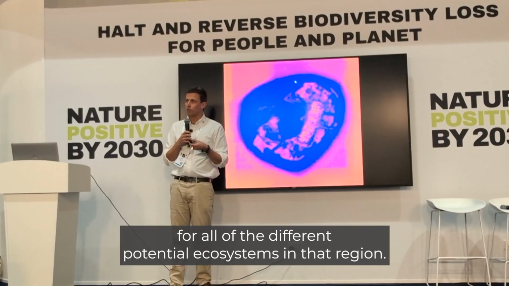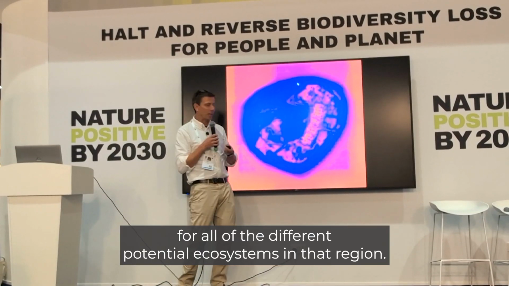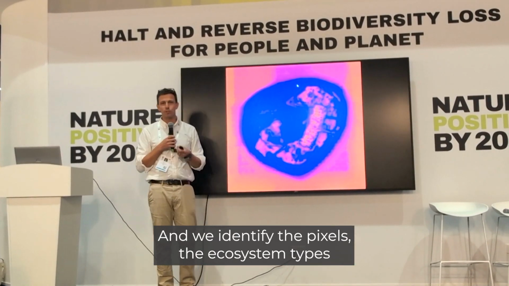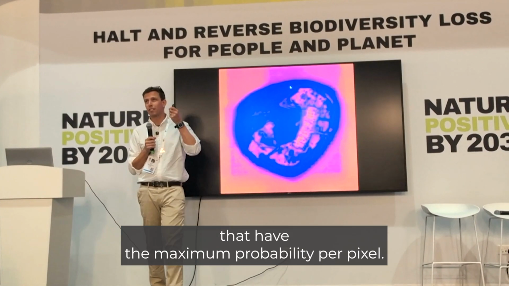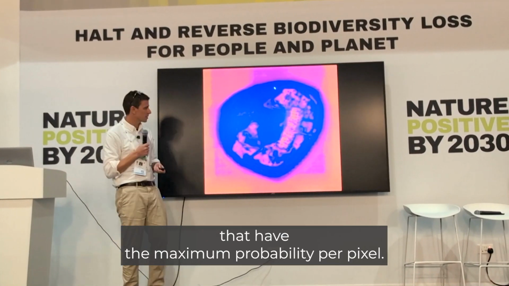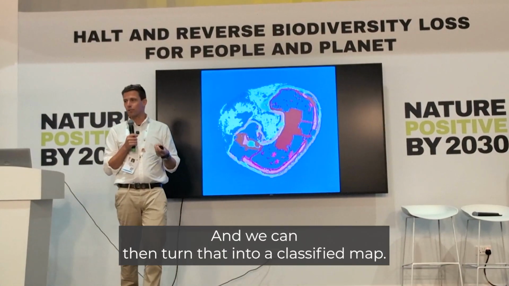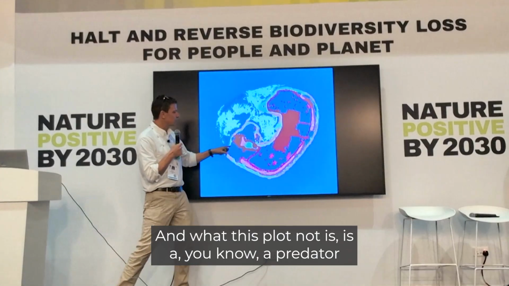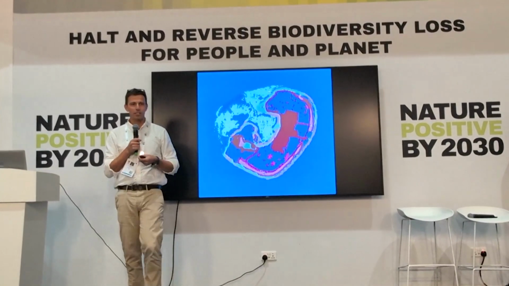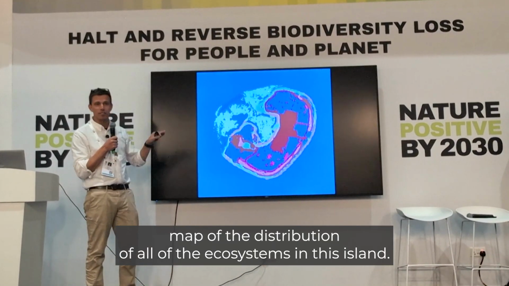Secondly, we do that for all of the different potential ecosystems in that region, and we identify the ecosystem types that have the maximum probability per pixel, and we can then turn that into a classified map. And this classified map is a prototype map of the distribution of all of the ecosystems in this island.